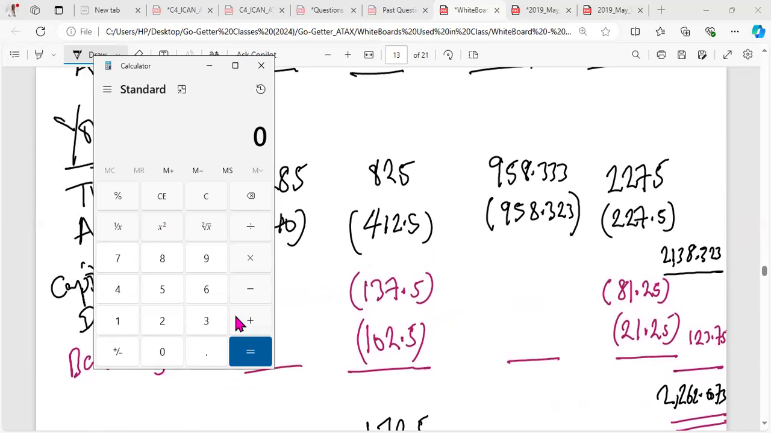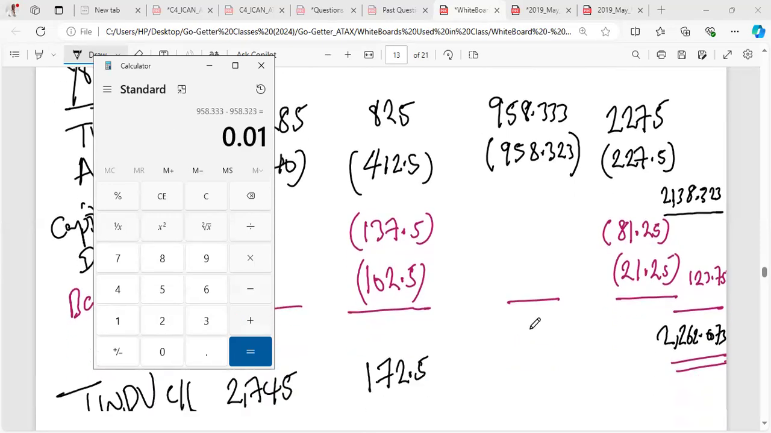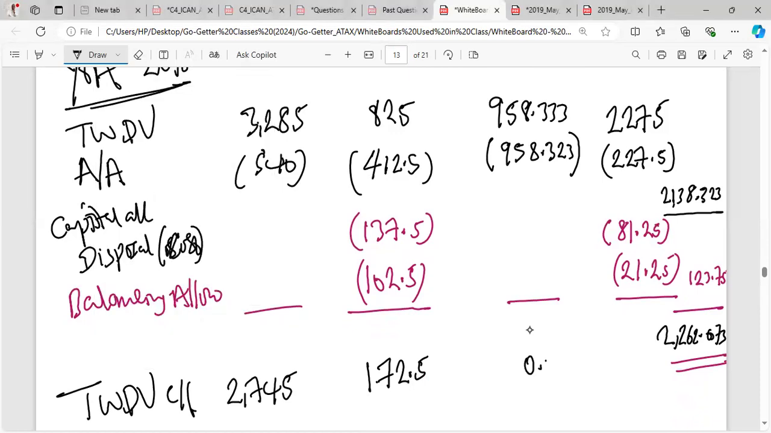Just as we did this one now, 5958.333 minus 958.323. This is the 10 naira. So I will say 0.010. So that's the 10 naira.